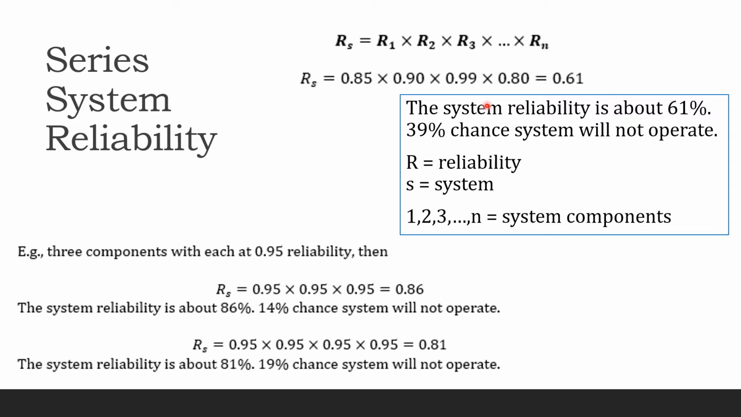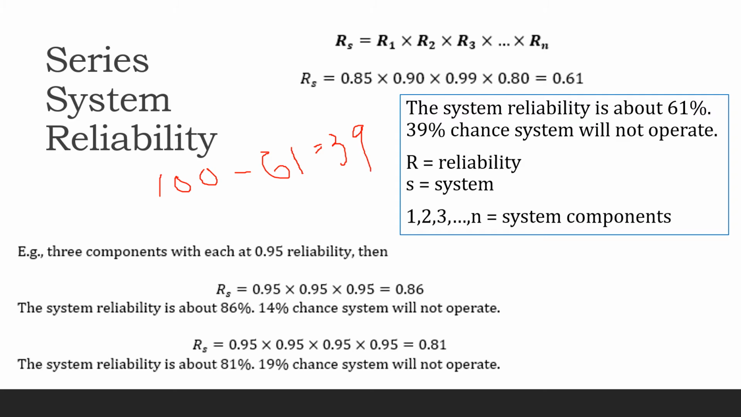So if you arrange the components in series, the overall system reliability is lower than each one of them. Okay, because the chain is longer, right? So the system reliability is about 61%. So that's a 39% chance the system will not operate. Why do we get it? If the system is 100% reliable, minus now it is reliable only 61%. So therefore, the system is not reliable 39%, meaning it would fail 39% of the time.